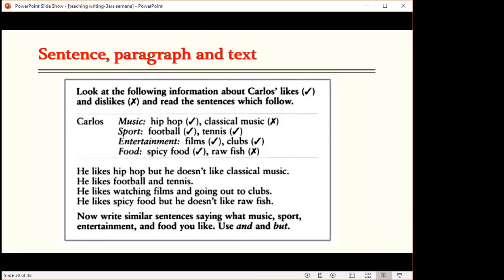Oh, teacher, yes. When you have two positive ideas, for example, sports: he likes football and he likes tennis. So you use "and" to connect these two positive ones. But when one is positive and the other is negative, you use "but". And notice they are going to identify the use of these connectors, and they are going to start writing.